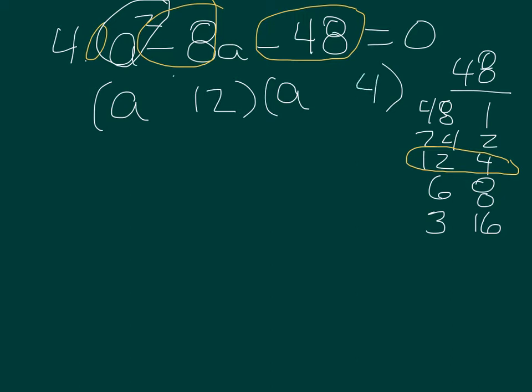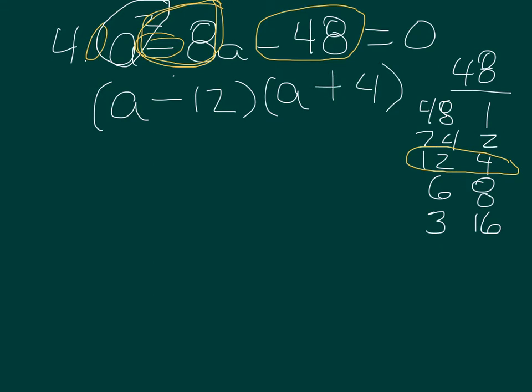And I just got to figure out what my signs are in the middle. I know that I need a negative 48, so one of these, either 12 or 4, is going to be negative. But I look to my negative 8 over here, and I notice that there's a negative sign right here. So what if I took negative 12 and then added positive 4? That would give me negative 8. So there's my answer. Let's take negative 12 and add 4.